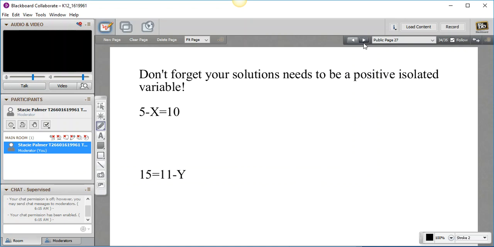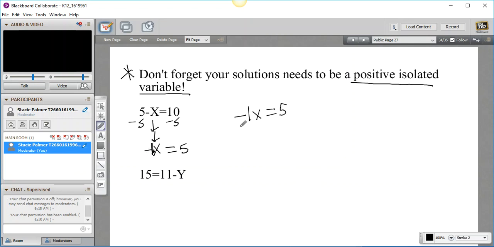Okay. The last thing that I want to talk about for this second recording is don't forget your solution needs to be a positive isolated variable. Okay. So if we have 5 minus x equals 10, if we subtract 5 from both sides, we're going to be left with a negative x equals 5. And we're not done solving yet until this is a positive 1x. A negative x is like having a negative 1 times x. Okay, that's what this is. So to get rid of the multiplication of -1, we would use division. So this would be x equals -5.